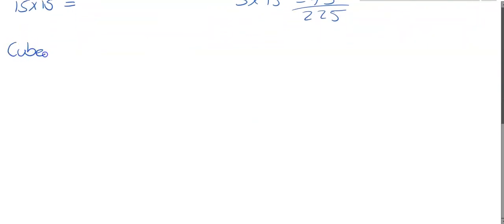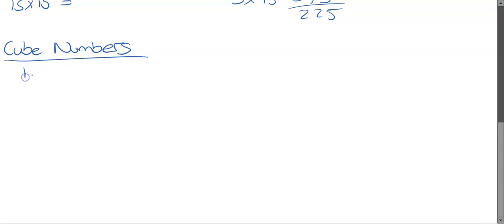Now you don't need to know as many of these. The only ones you need to know are 1 cubed. Actually, let me write it as in power first. So 1 cubed, 2 cubed, 3 cubed, 4 cubed, 5 cubed, 6 cubed, and 10 cubed. They're the only ones you need to know. So what does it mean? What does 1 cubed mean?